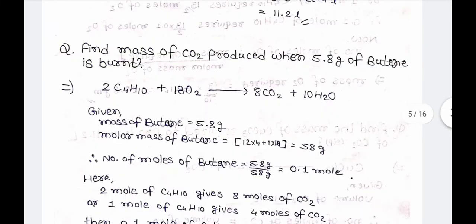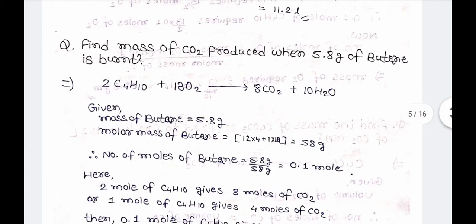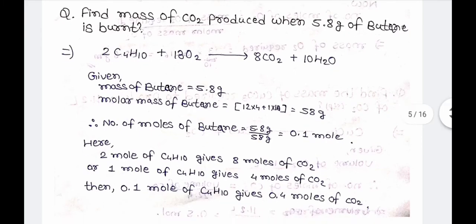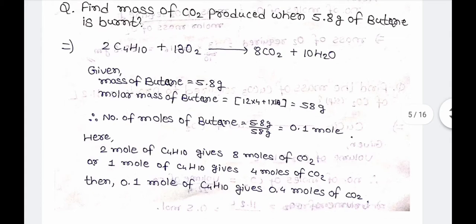Now the next question: find the mass of CO2 produced when 5.8 gram of butane is burnt. Here first we will write the chemical reaction. 2 moles of C4H10 plus 13 moles of O2 gives 8 moles of CO2 plus 10 moles of H2O. Given mass of butane is equal to 5.8 gram, molar mass of butane is equal to 12 into 4 plus 1 into 10, which is equal to 58 gram. Therefore, number of moles of butane is equal to 5.8 gram divided by 58 gram, which is equal to 0.1 mole.